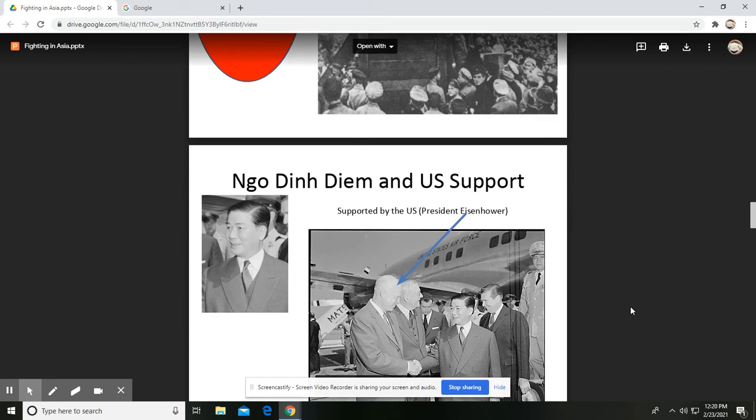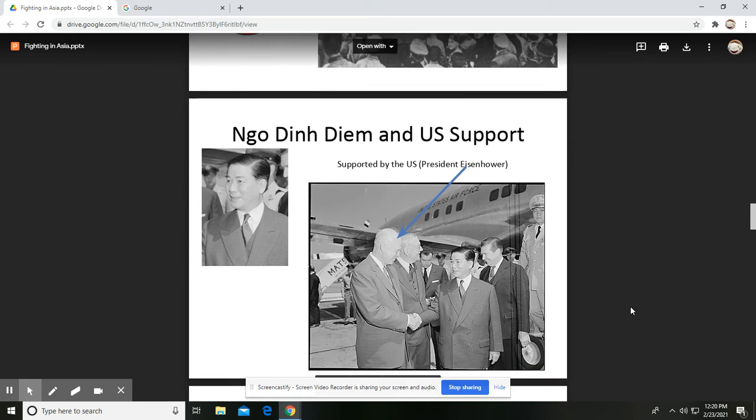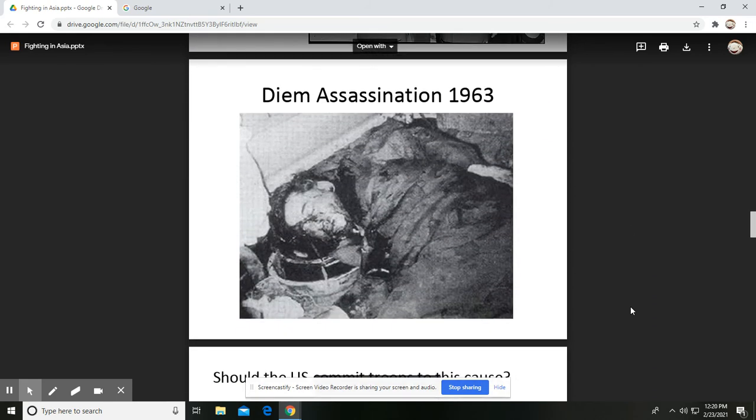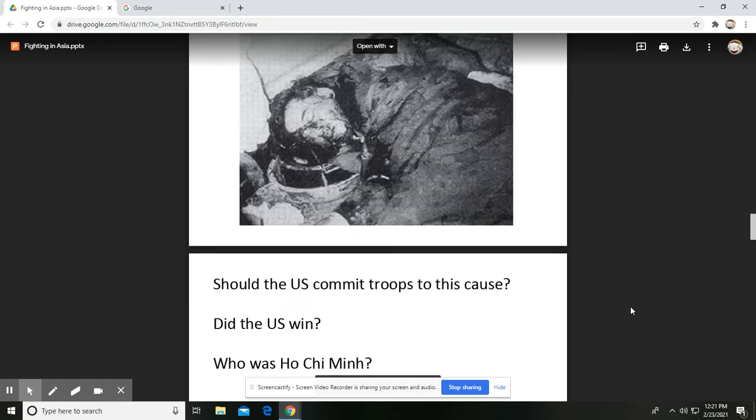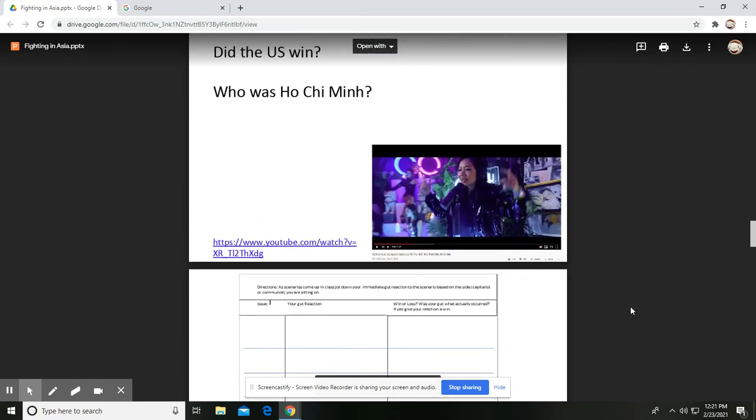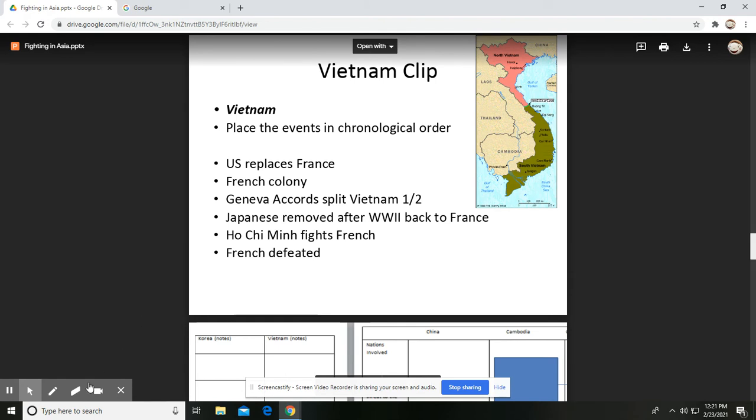The South leader, Diem, would be aided by the United States. And as I said, Diem would be assassinated, which leads to a situation where the United States has to get involved. So here's the progression chart.